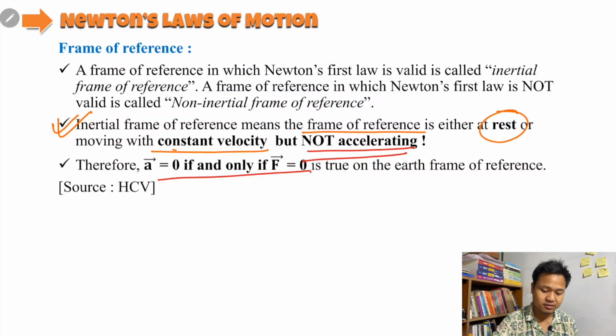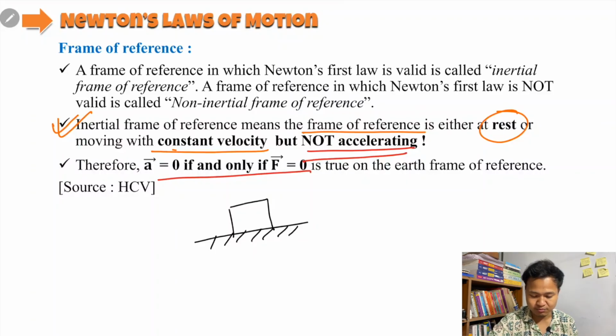Example: suppose I have an object on a table, a box. With respect to you, if you are standing on the ground and looking at that box, you'll see that the box is not moving. It is at rest with respect to you.